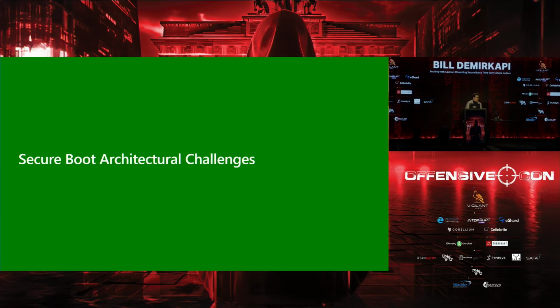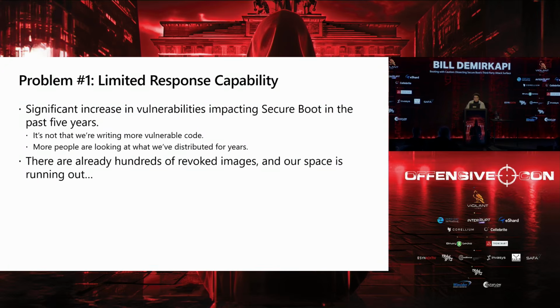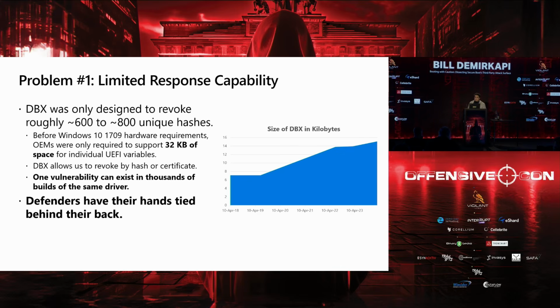Let's talk about some of the architectural challenges that make our lives really tough. When it comes to our response capability, a huge problem is that there's been a significant increase in vulnerabilities for secure boot. And it's not that there's more vulnerabilities, rather there's more people looking at existing code. There's already hundreds of revoked images and our space is running out.